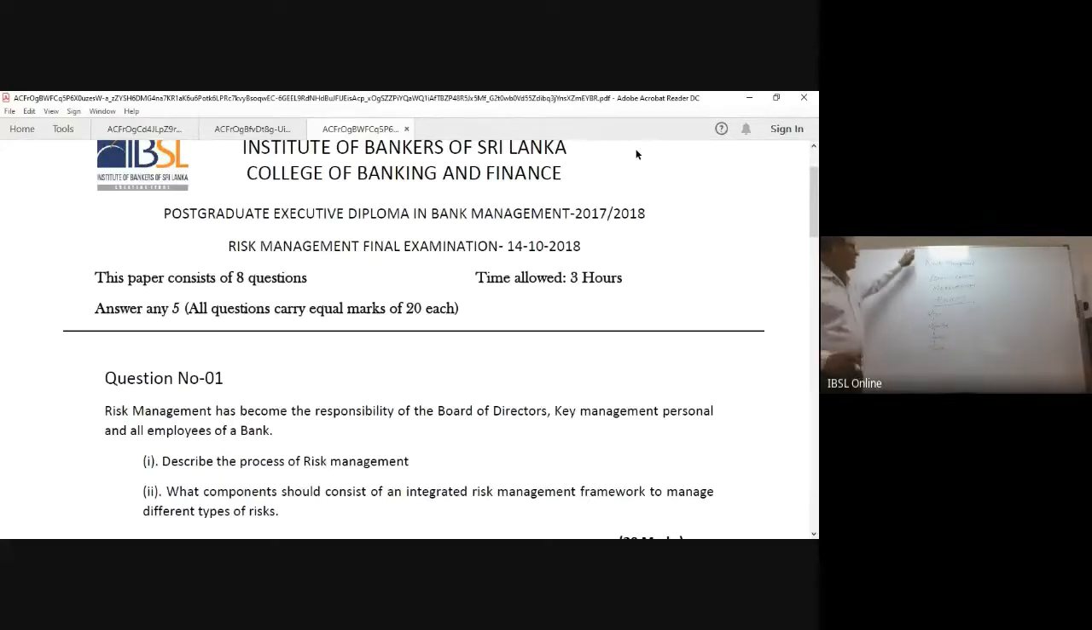So now you can see our risk management process clearly. The first question, question number one, section number one says, describe the process of risk management. If you draw up this chart like this, you will get full marks. So you don't have to describe what these are, because this is a very direct question.